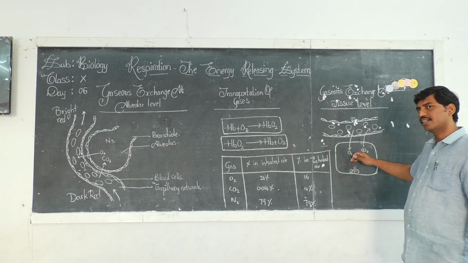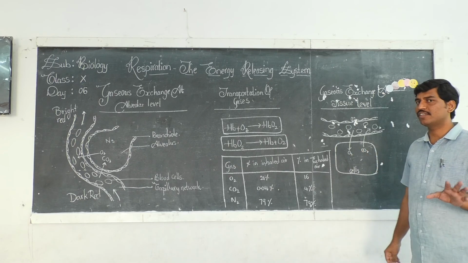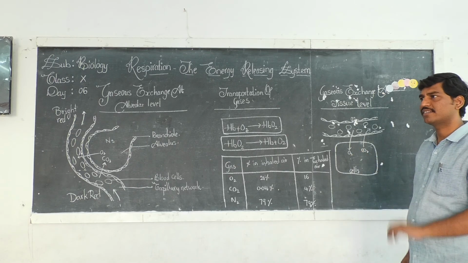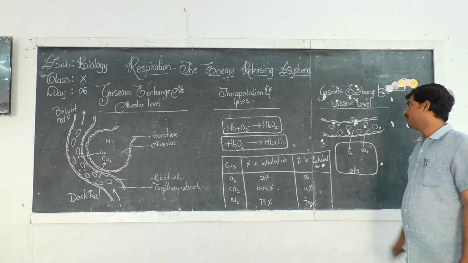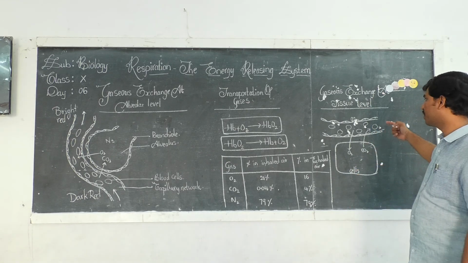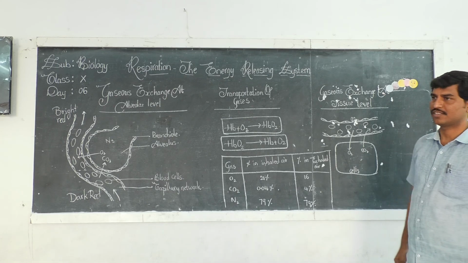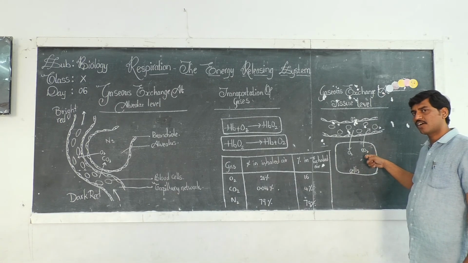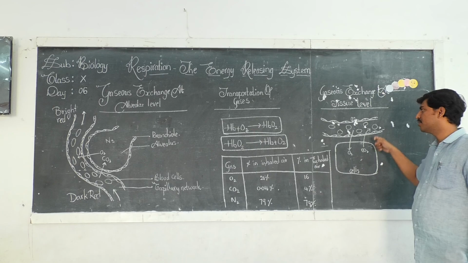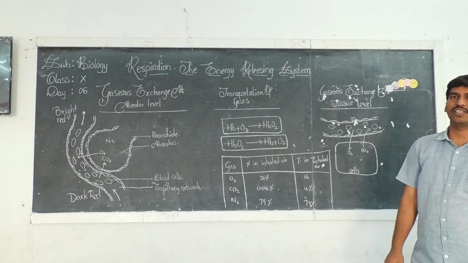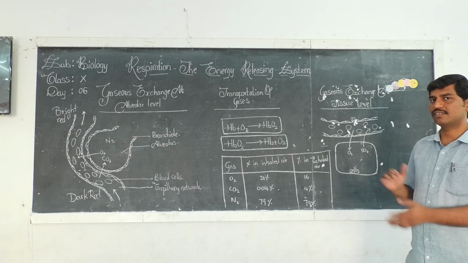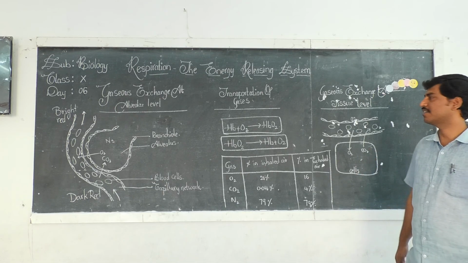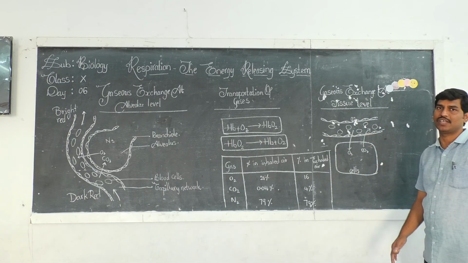Now, as a result, this oxygen combines with the nutrients and carbon dioxide is produced, and this carbon dioxide is diffused back into the blood capillaries. Why? Because carbon dioxide concentration is higher in the cells, whereas it is very low in the blood capillaries. This is how the exchange of gases takes place at tissue level.